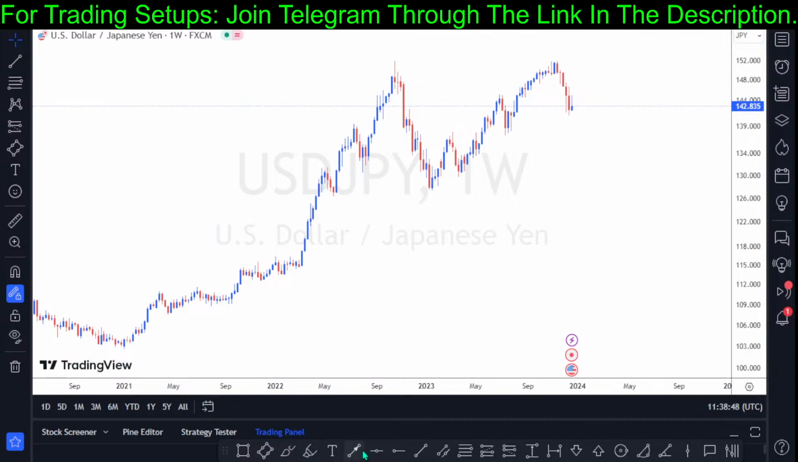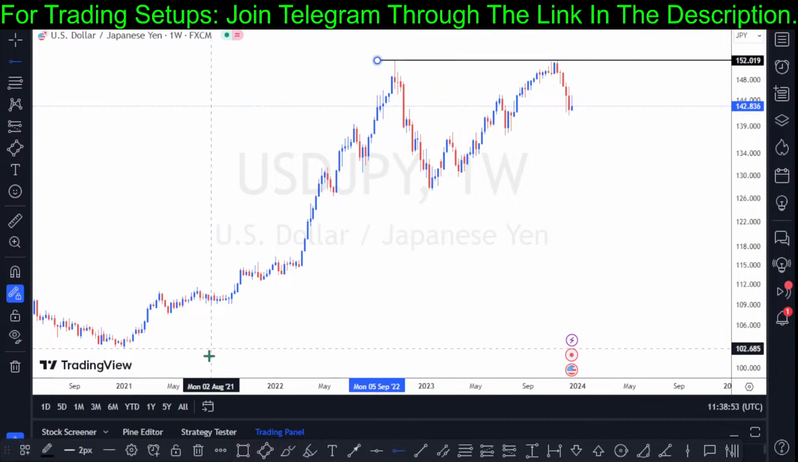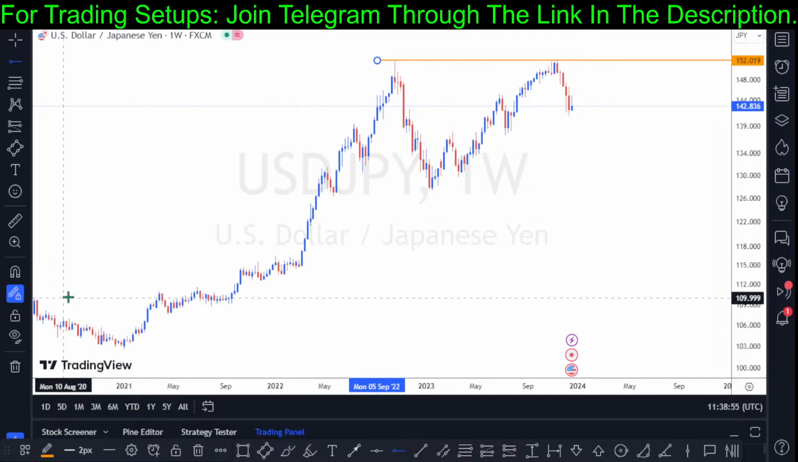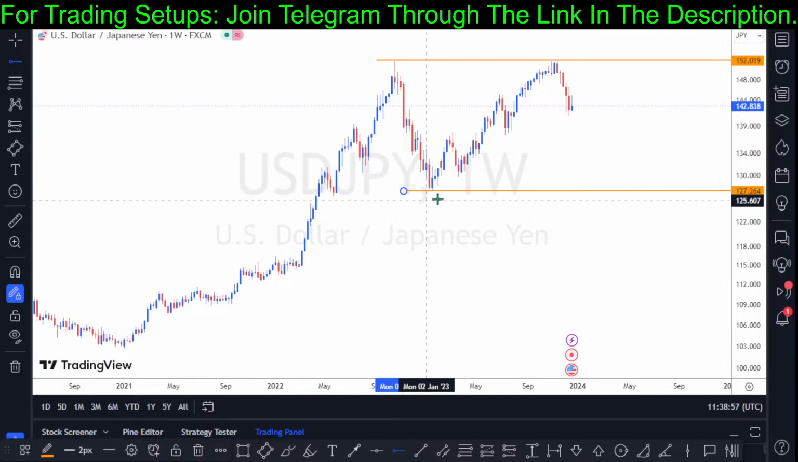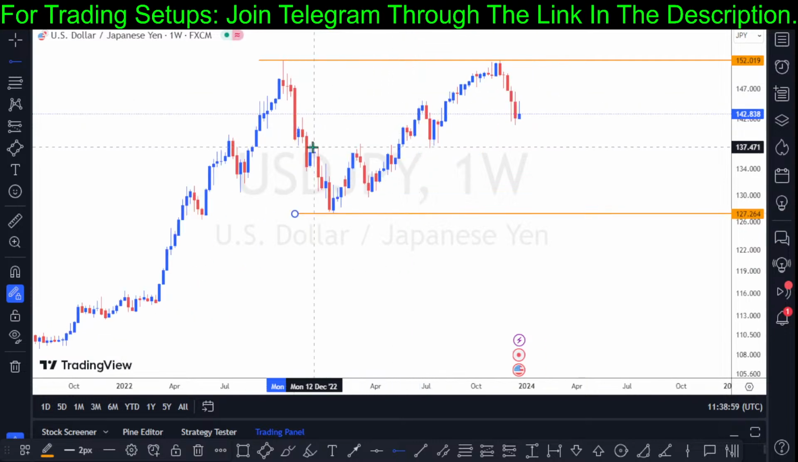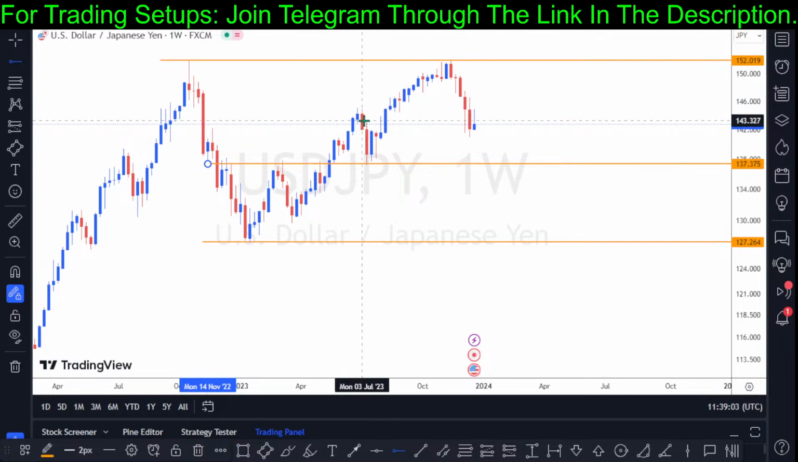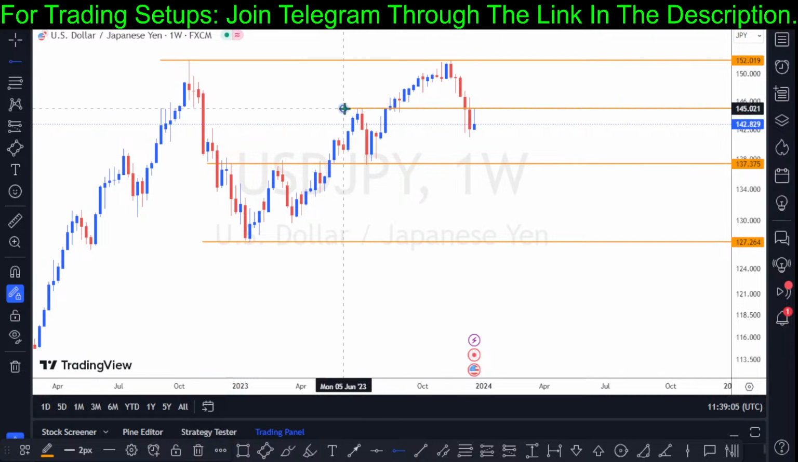Based on what we have on the weekly chart. Resistance. We have the major turning structure. We have another key level structure right here. We have a minor structure right here. Can change this to a minor structure.